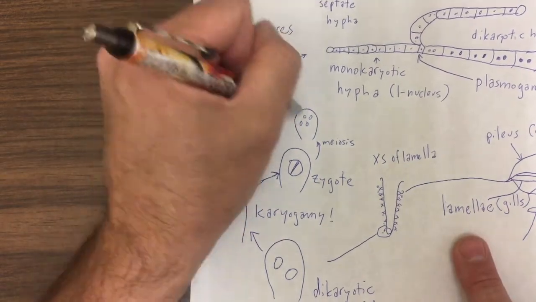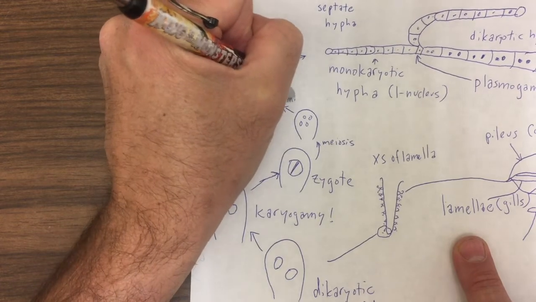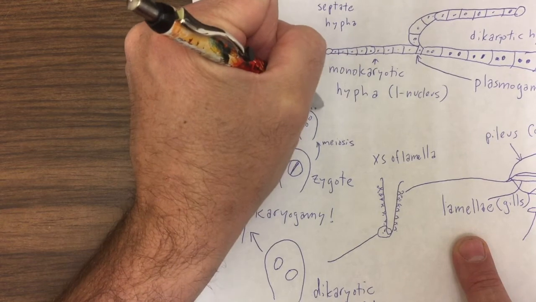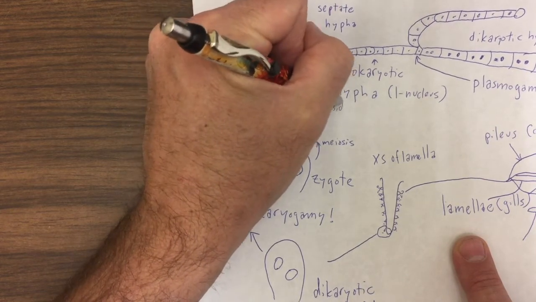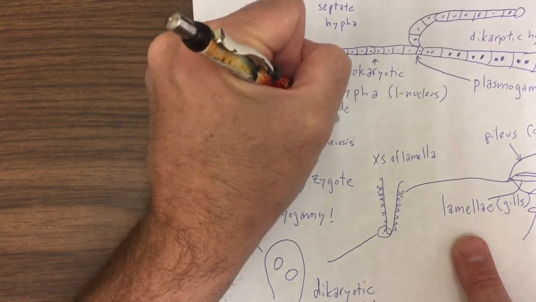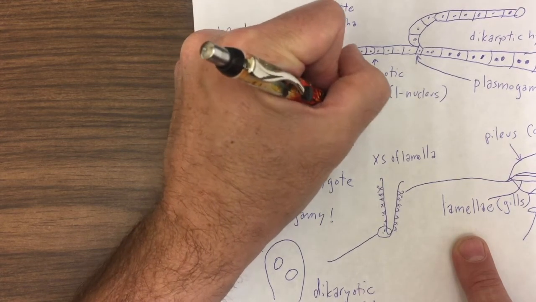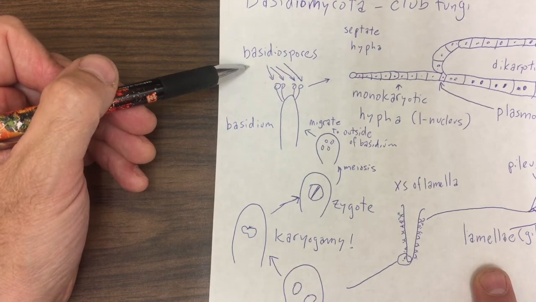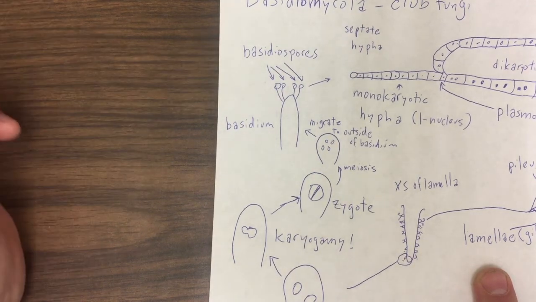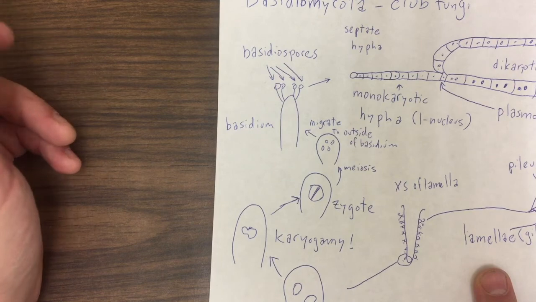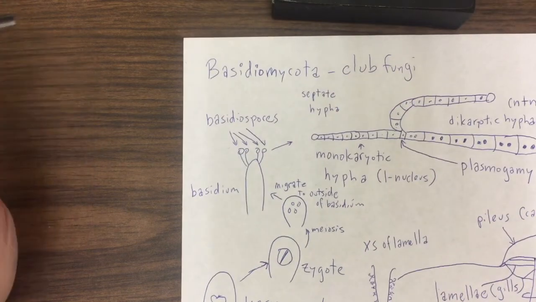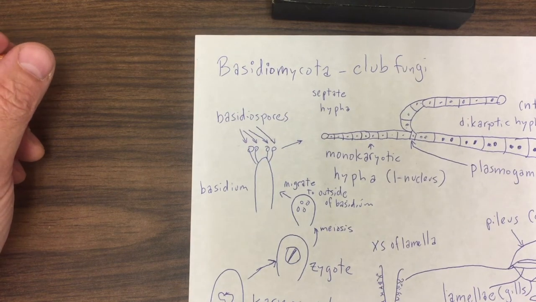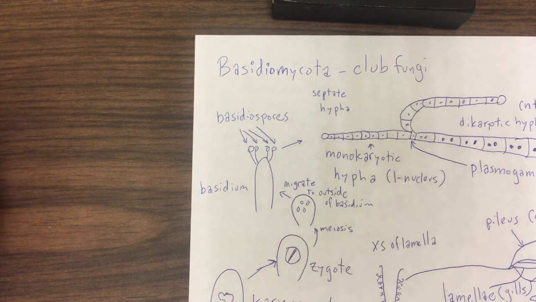Those cells migrate to the outside of the basidium, and that's how we get our basidiospores. That's why there are 4 of them, because they are the products of meiosis. So that is your generalized life cycle of a Basidiomycete mushroom in the Basidiomycota.